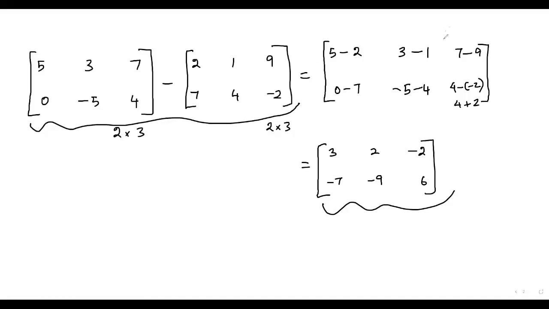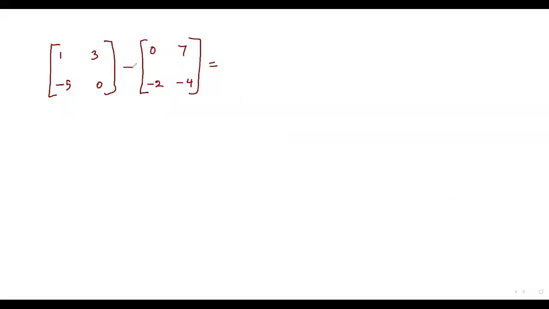Okay, let's look at one more example. Here we have subtraction of two matrices. The order of the first matrix is 2 by 2 because we have 2 rows and 2 columns. The order of the second matrix is also the same because 2 rows and 2 columns. So both the matrices have the same order, so we can subtract these two matrices.